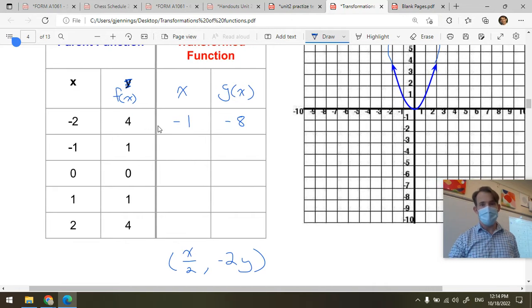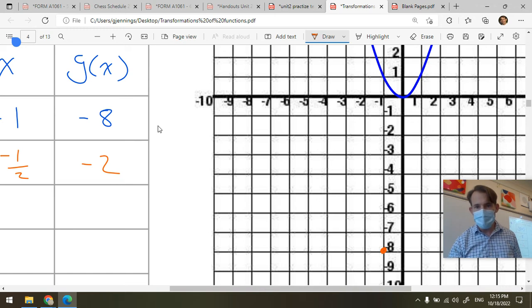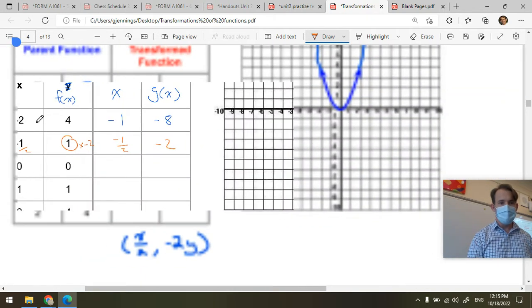I promised you a different color here, so I'm going to continue in orange. So it's negative 1, negative 8. It's right there. Now, the point negative 1, 1: we multiply the y value by negative 2, so that became negative 2. Then negative 1 divided by 2 gives us negative 1/2. So that's a new point, negative 1/2, negative 2. Zoom in, move over, graph it as accurately as possible. Here's negative 1, so negative 1/2, and at negative 2, right there. Nice big point.